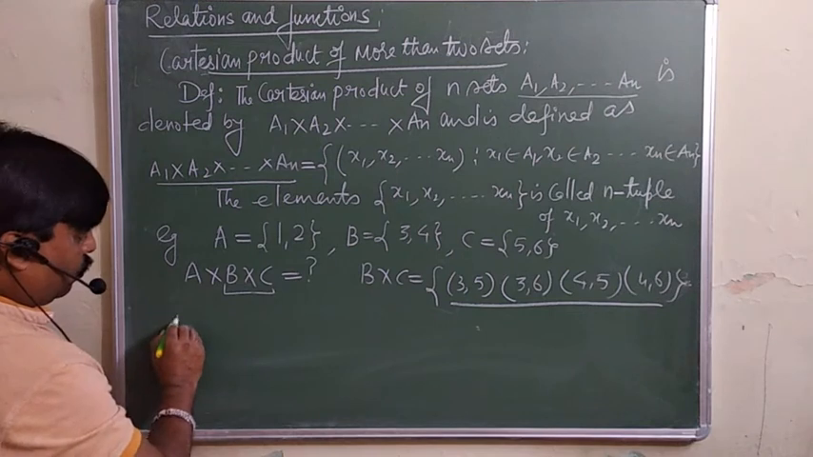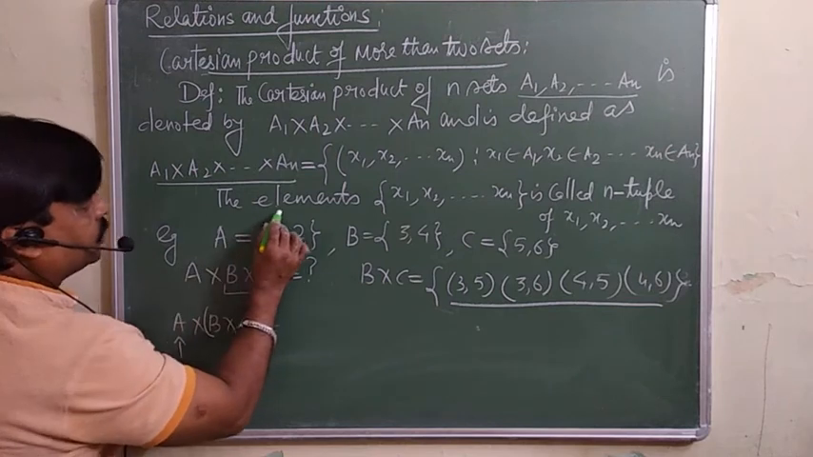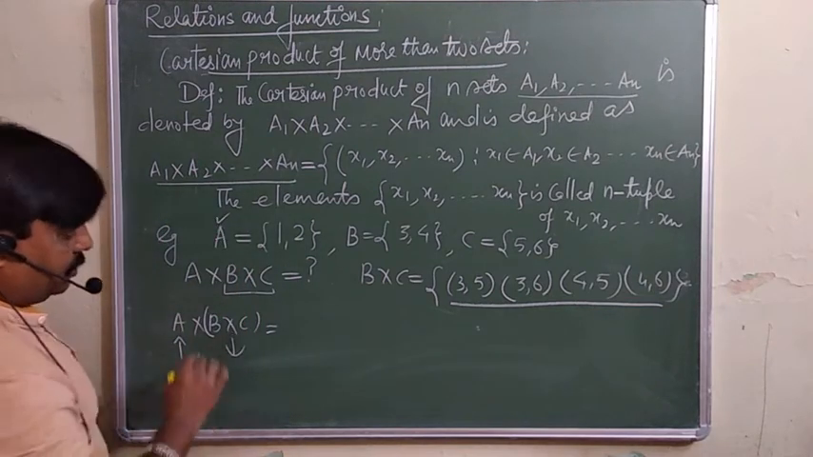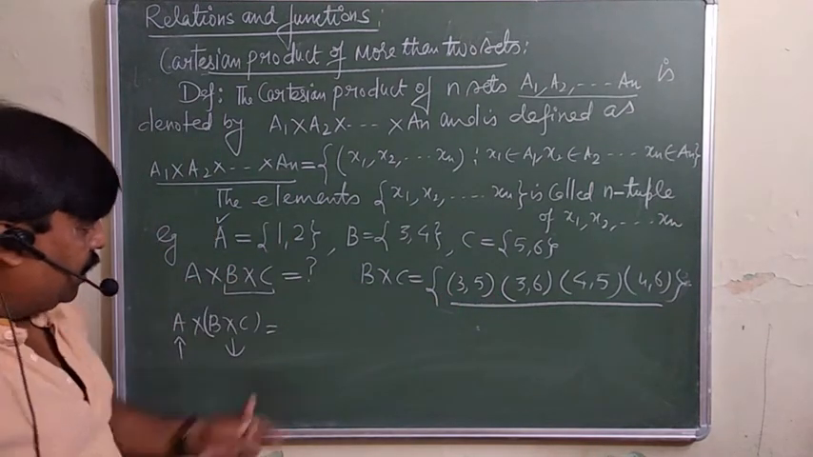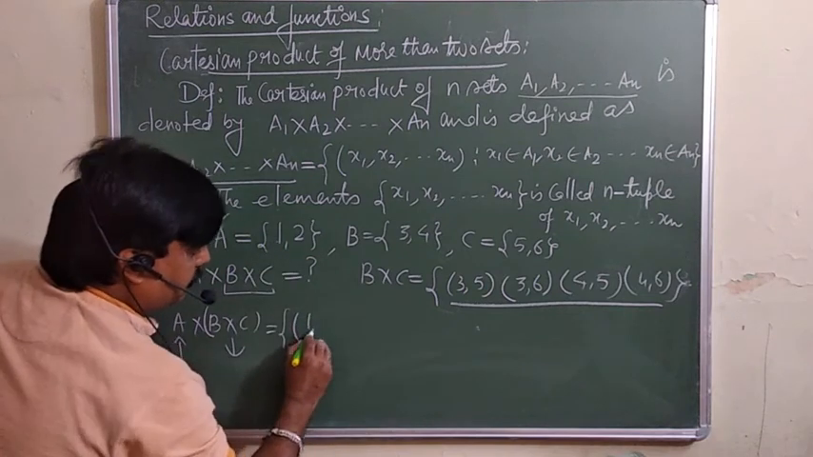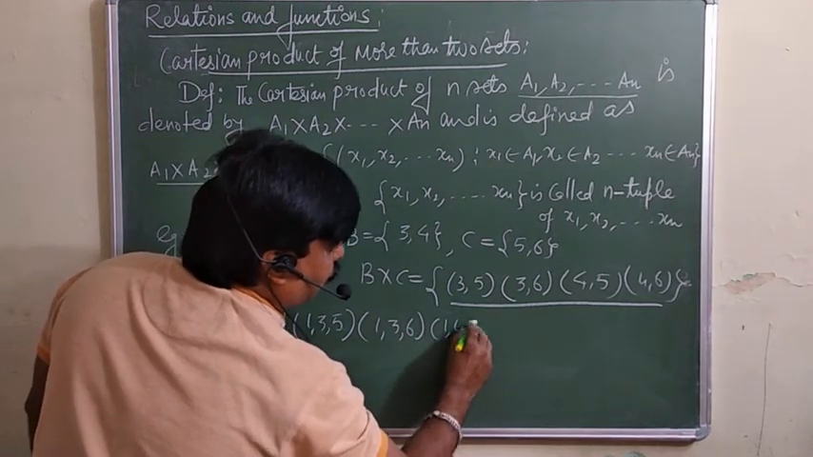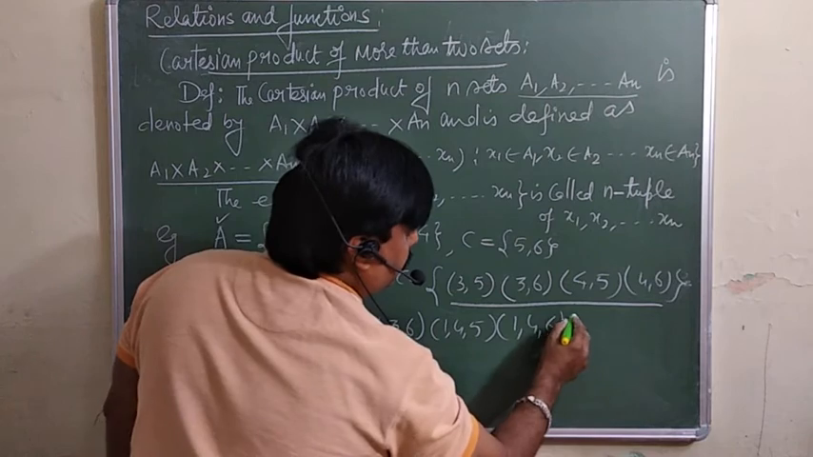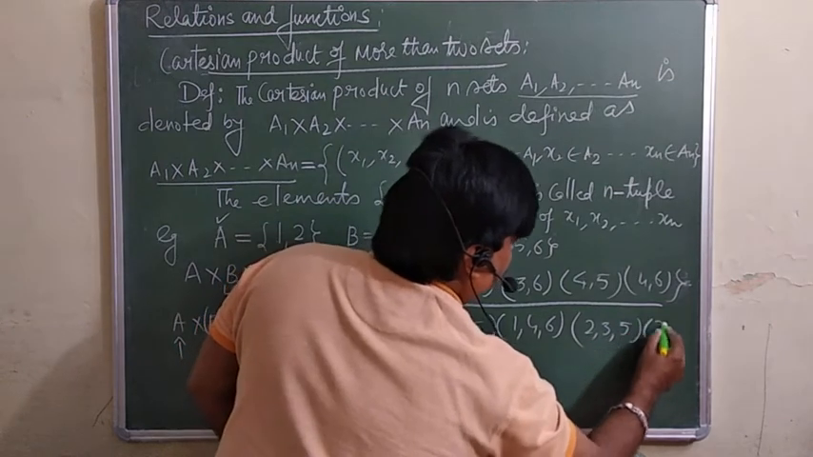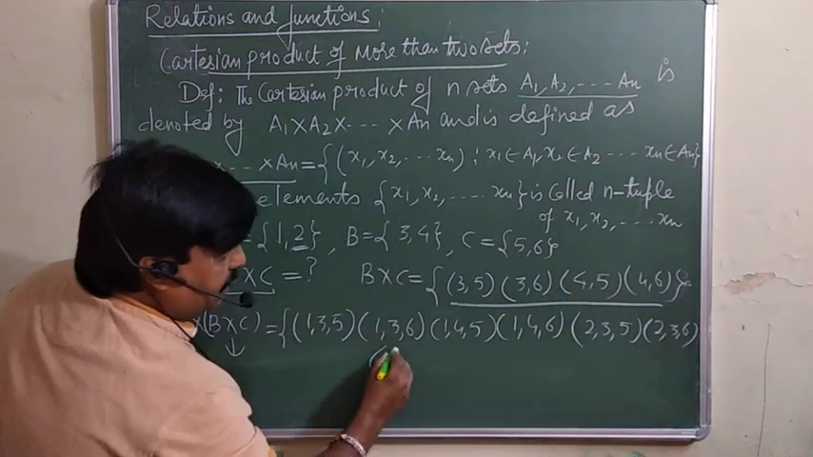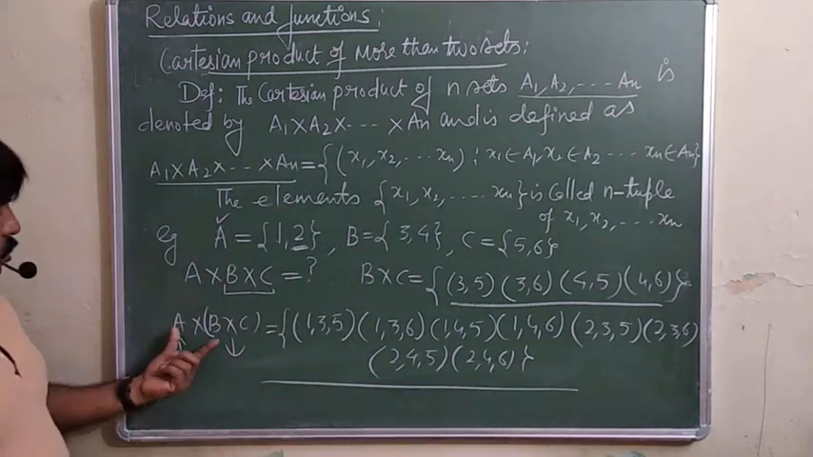If we are going to do A cross B cross C, the first component should be from set A, and the second component should be from set B. So with A we take 1 first, and you will get (1, 3, 5), (1, 3, 6), (1, 4, 5), (1, 4, 6). Similarly, for the second element you take (2, 3, 5), (2, 3, 6), (2, 4, 5), (2, 4, 6). This is your A cross B cross C.